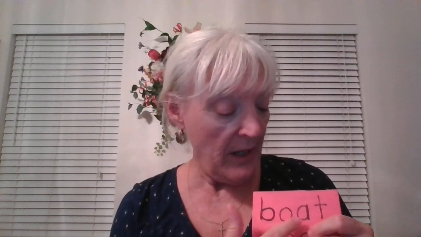Okay, so let's look at the first word. We see a B. We know it says B. We see O-A. 2 vowels together. Both of these are vowels. So we know the first one gets to say his name. The second one has to be quiet and wait. All right, let's sound it out. B, O, can't talk, t. Put it together, and what do we have? Boat.